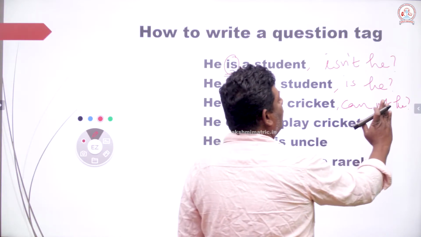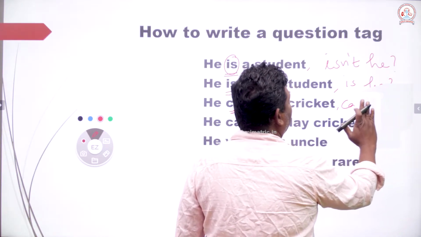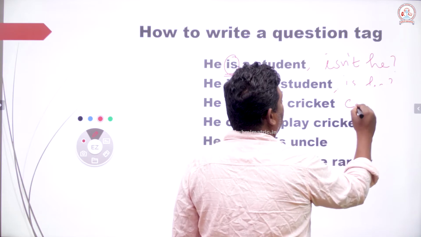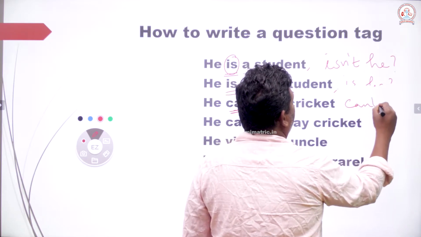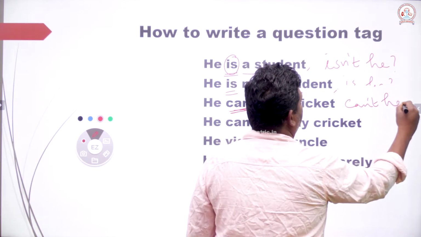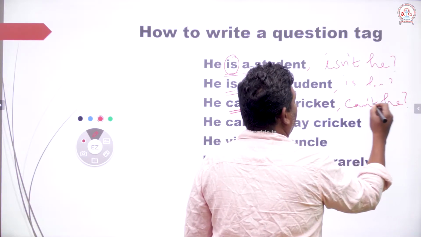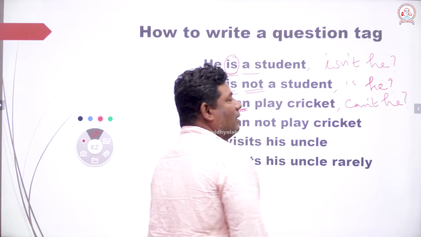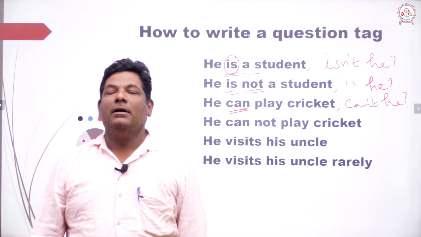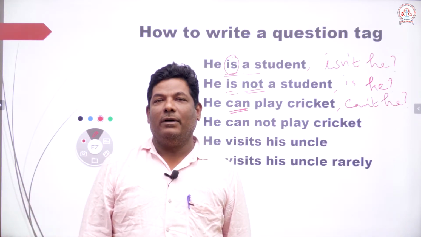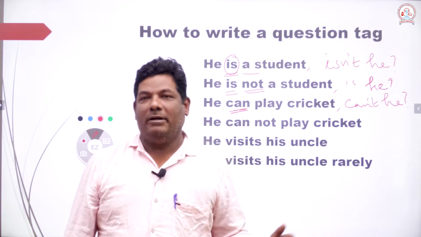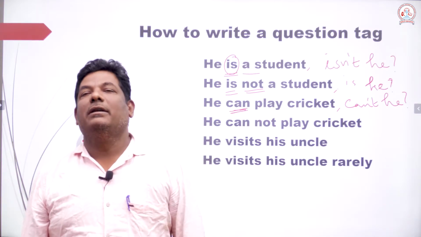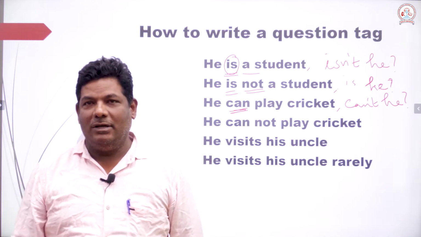What is the contracted form for cannot? Okay, can't he. Can't he is the contracted form for it. So, he can play cricket, can't he? That will be the apt question tag for it.